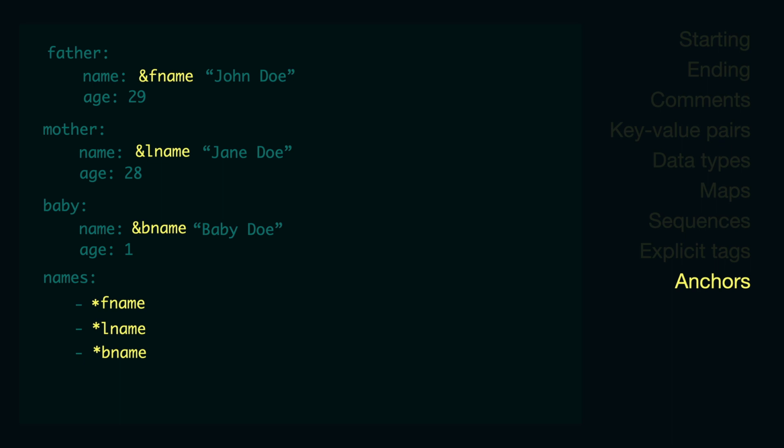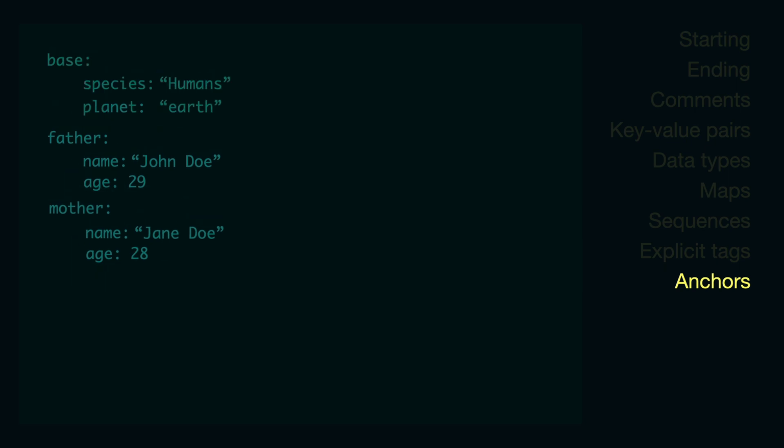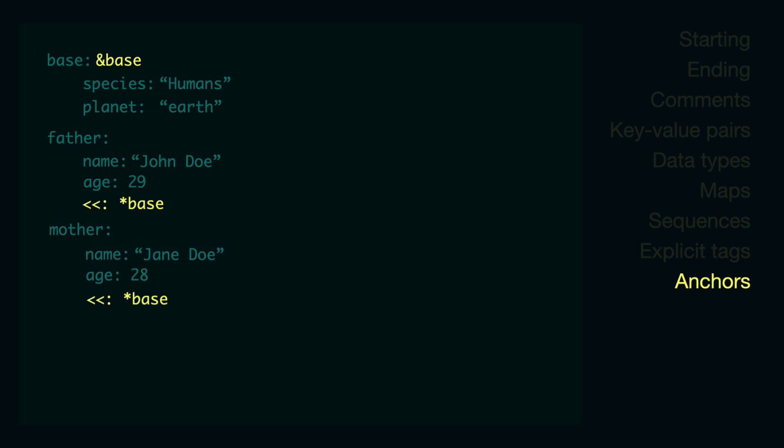We can use anchors to merge objects as well. Let's take an example of father and mother. Now we have the two common properties across both the objects, species and the planet. We can take them out into a separate object called base, and we can assign an anchor to the base with &base. And to merge the properties of this base object into the father and mother, we can use two angle brackets, colon, *base. So this way it is going to take all the properties of the base object and it is going to put them inside father and mother.